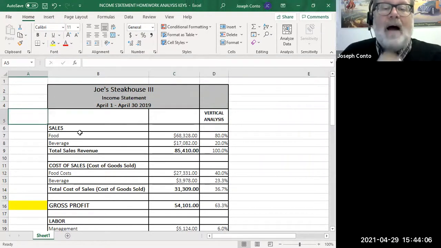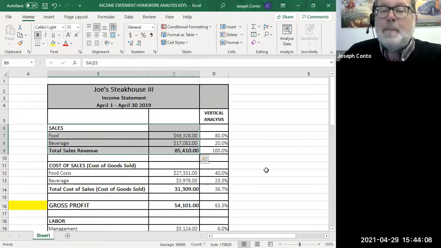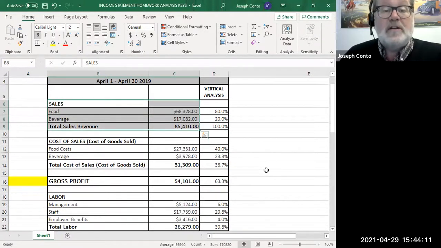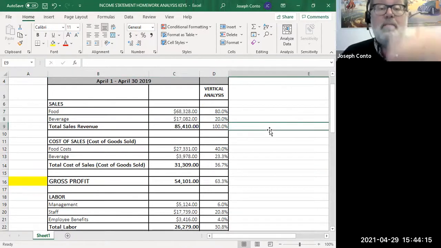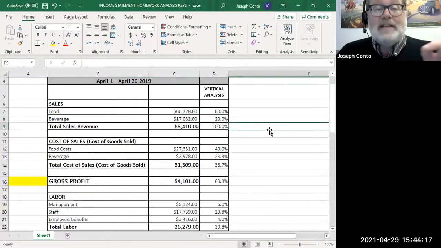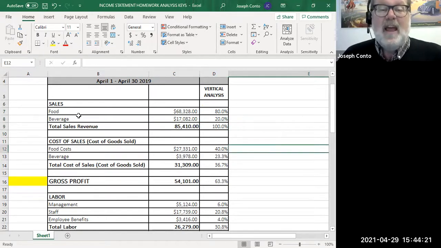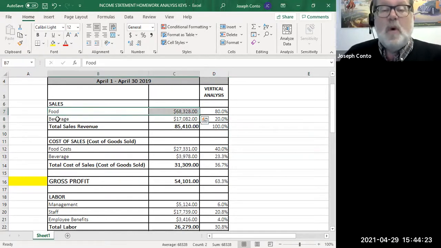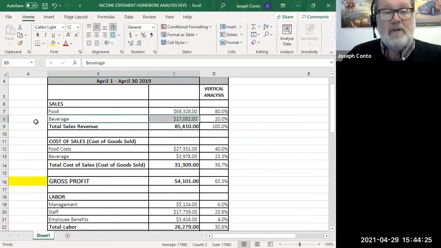There you go. Let's talk about this first block of information, our sales, right? Each of these items is called a revenue stream, right? There could be many different revenue streams, ways that we make money, different aspects of the business that bring in money. In this case, food is one revenue stream, beverage is another revenue stream. This is an independently owned, freestanding restaurant. We add all that up, that's our revenue.